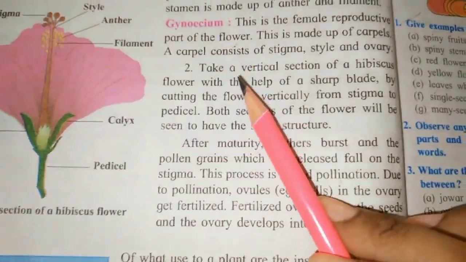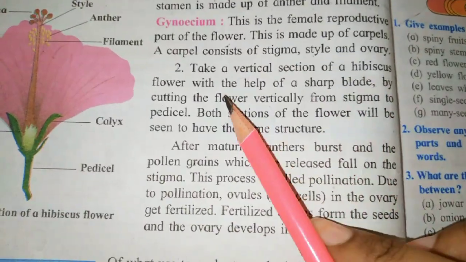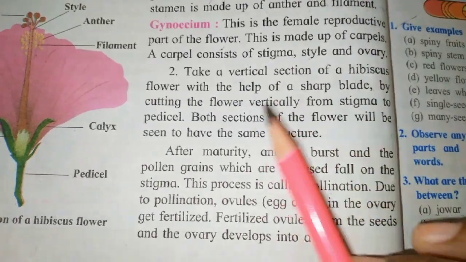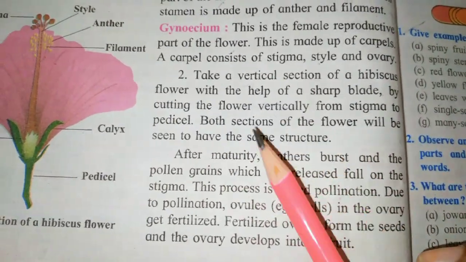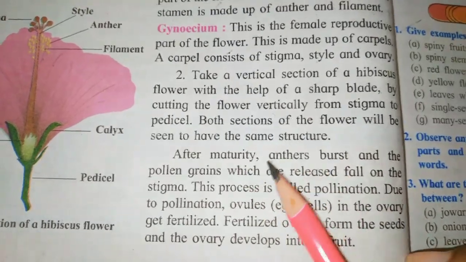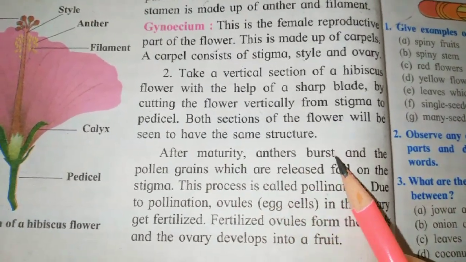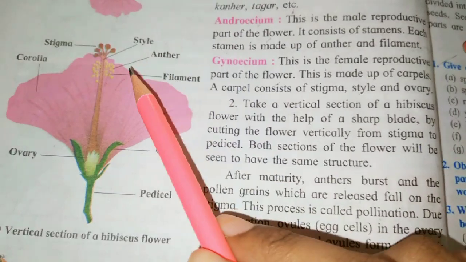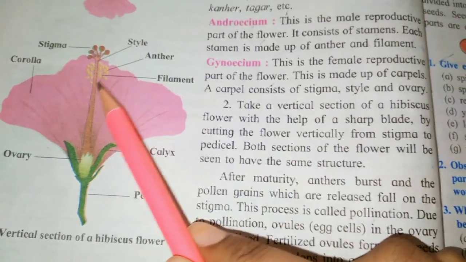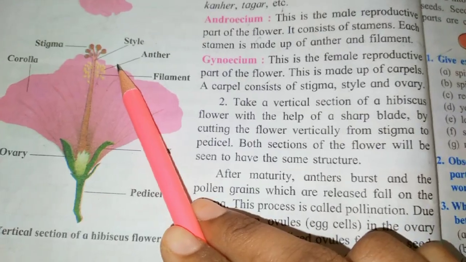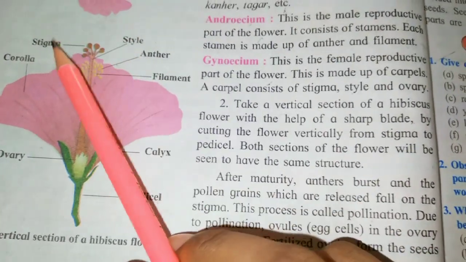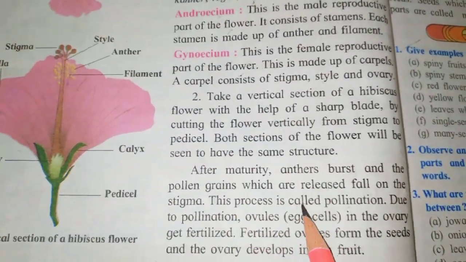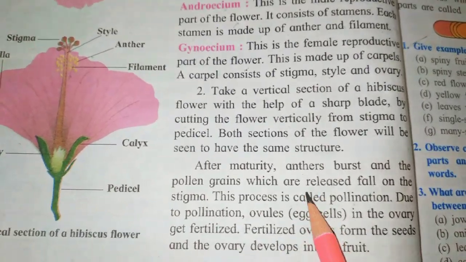So I'll read it. Take a vertical section of a hibiscus flower with the help of a sharp blade. By cutting the flower vertically from stigma to pedicel, both sections of the flower will be seen to have the same structure. After maturity, anthers burst and the pollen grains which are released fall on the stigma. Okay, this process is called pollination. What is the definition of pollination? Learn it.